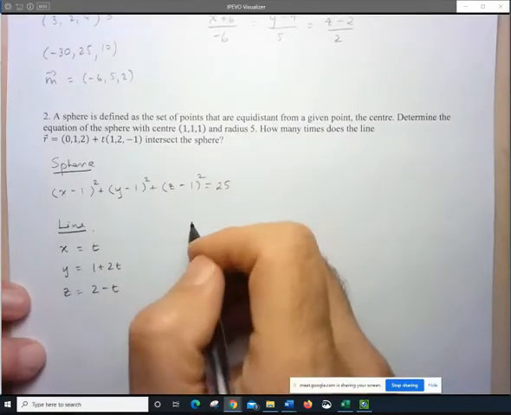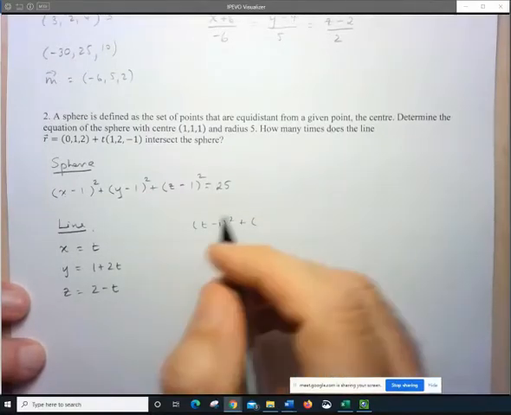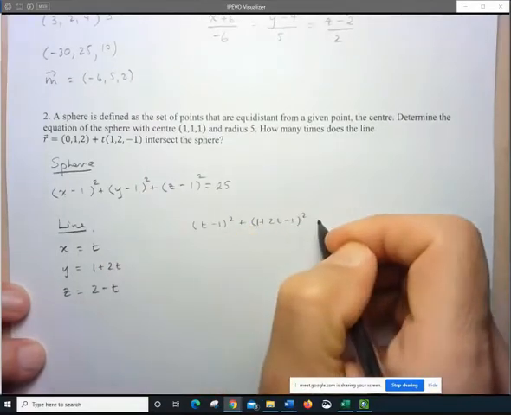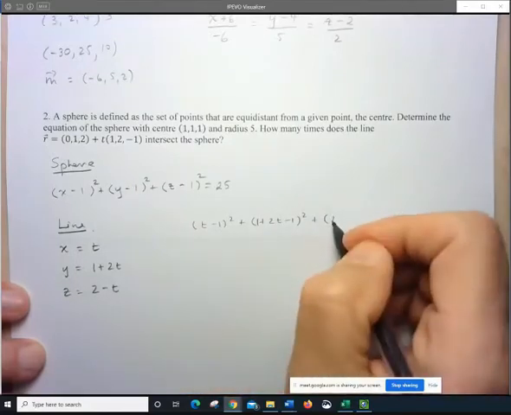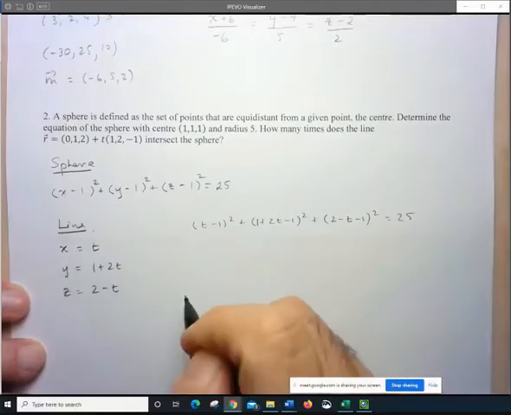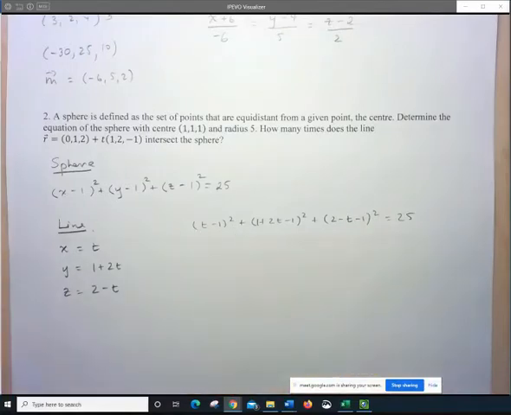So let's see what we have here. x is equal to t, so (t - -1) squared, plus y is 1 plus 2t, minus -1 squared, plus z is 2 minus t, minus -1 squared, equals 25. And lo and behold, now that the only thing I have left is t as a variable, what type of equation does that represent? Quadratic. It's quadratic.